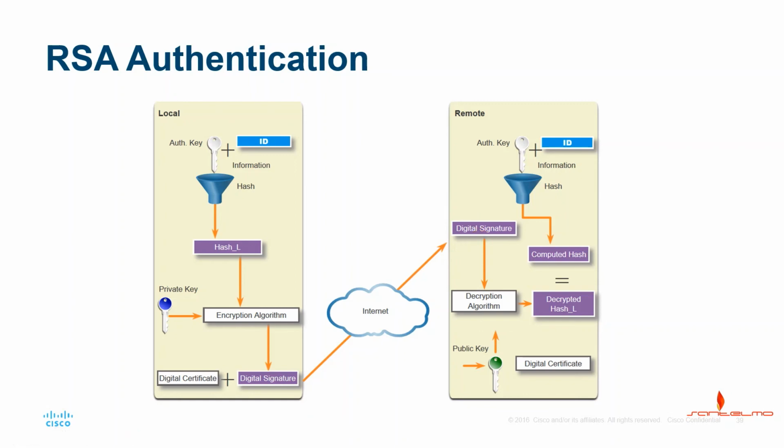Okay, now the public encryption key for decrypting the signature is included in the digital certificate. So the remote device verifies the digital signature by decrypting it using the public encryption key. Okay, so the result is hash L equals the decrypted hash L. The local device is authenticated. After the remote device authenticates the local device, the authentication process begins in the opposite direction, and all steps are repeated from the remote device to the local device. So you have a more complex authentication process here, making it more secure connectivity.